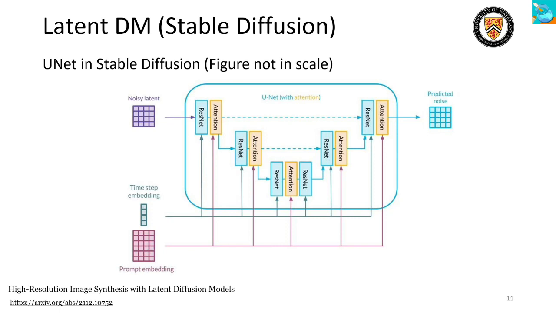Let's talk about the UNet in the Stable Diffusion, I mean in LDM. So they basically have a ResNet, and then they also have an attention block with the timestep embedding and also with the prompt embedding. So the time embedding is used to support the denoising process, and the prompt embedding is used to control the generation process.